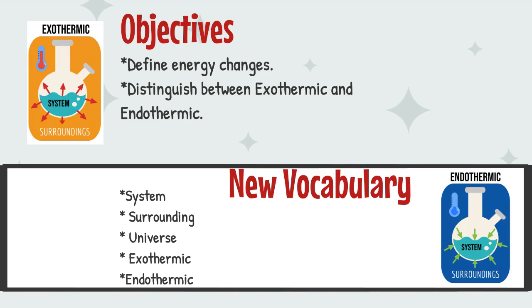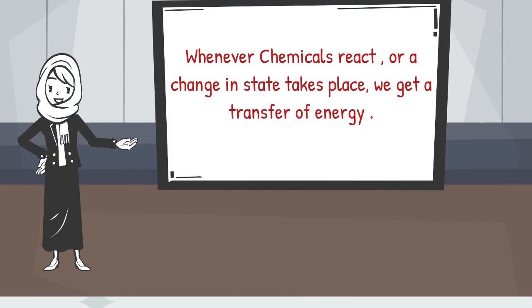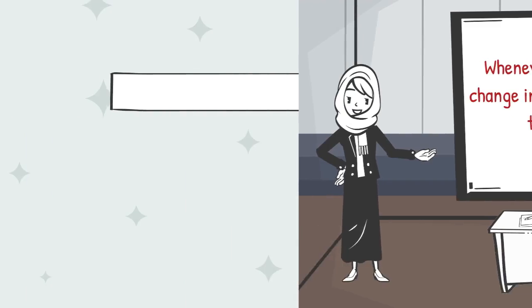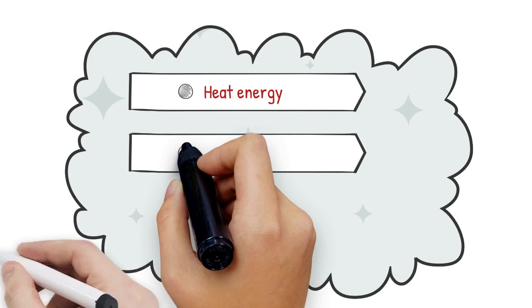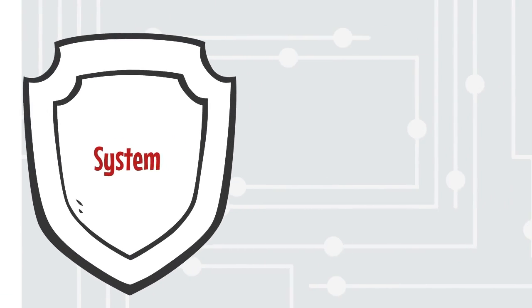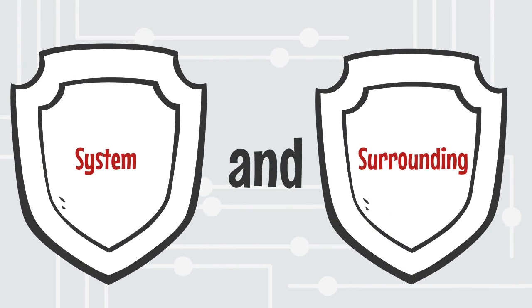So let's get started. Whenever chemicals react or a change in state takes place, we get a transfer of energy. This energy can be transferred in the form of heat energy, light energy, or even sound energy. Now, before we dig deeper into our lesson, we must understand two important concepts that will help us understand the energy changes occurring during our reaction or process. These two concepts are system and surrounding.